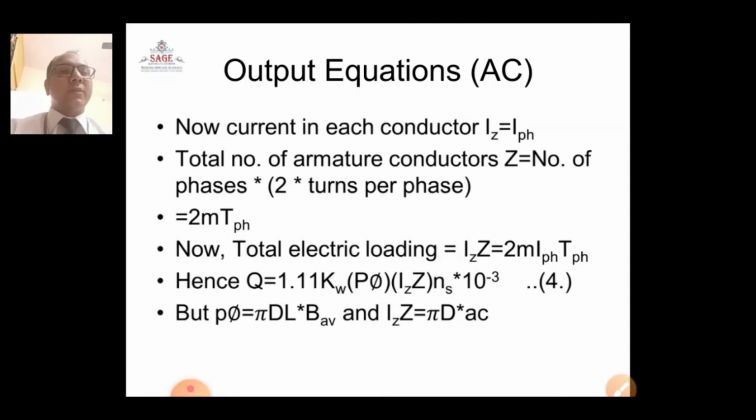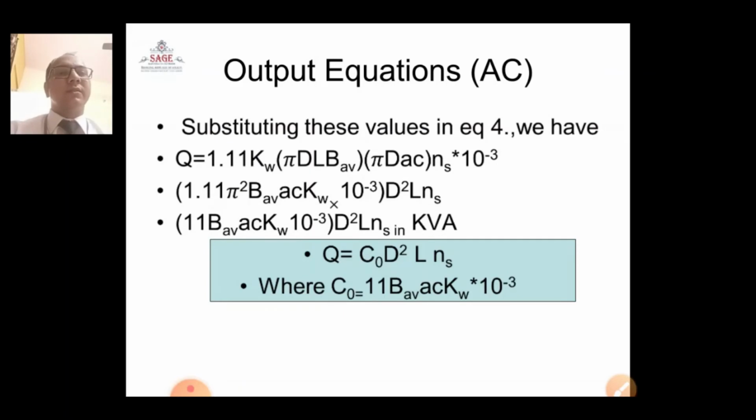Now we are at the end of the derivation. By simply substituting these values in equation 4, I will have 1.11 into Kw pi dl B average pi d AC ns into 10 raised to minus 3. Now taking out all these constants, 1.11 and the twice pi, so pi square, B average we can take out, AC we can take out, Kw is also constant, and 10 raised to minus 3. And separating out the dimension part like d square L and finally the speed.